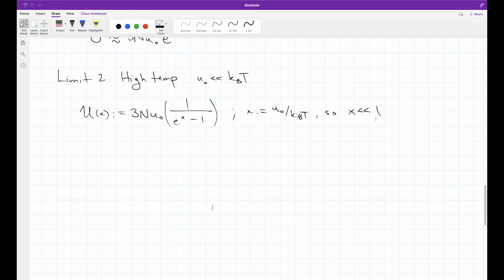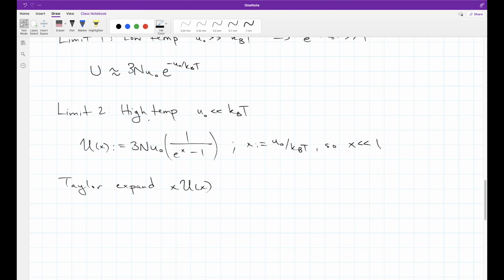So the only thing that we can really do about this is try to multiply by x and then Taylor expand that object. So we're going to try to Taylor expand x times u of x. Actually, just to clarify everything, let me get rid of that prefactor. We'll have to remember to bring it back in later on, but we really just want to look at this thing now.